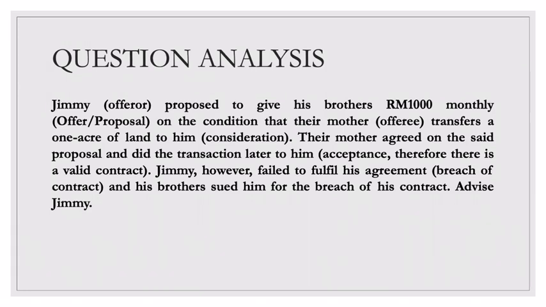Okay, and then later on, the offerer, or Jimmy, the one that promised, failed to fulfill his agreement. That means he breached the contract, okay? And his brother, the third party, but has the same blood with him, sued him for the breach of his contract. Now, your work is actually to advise Jimmy on the situation. Not advising the brothers, but you have to be in Jimmy's shoes and advise him.